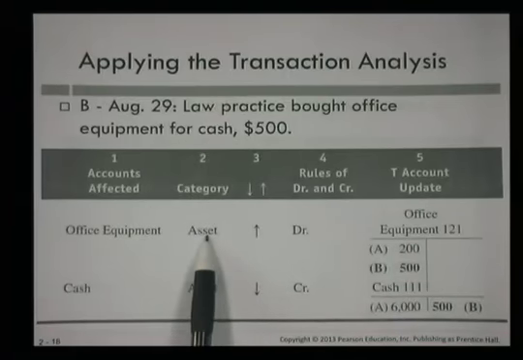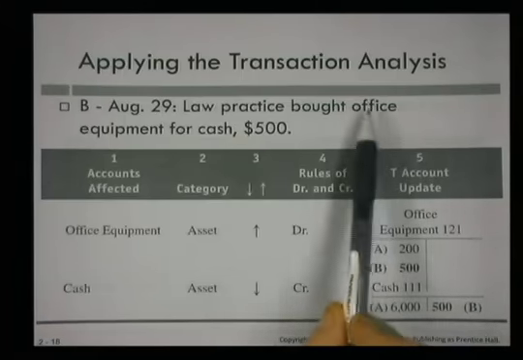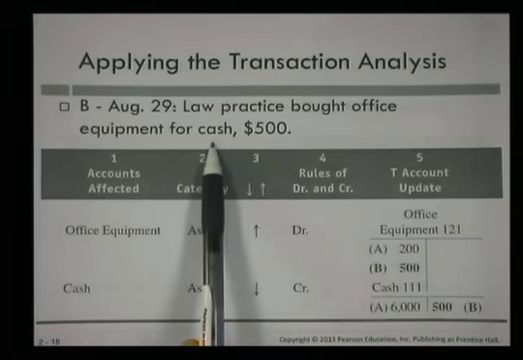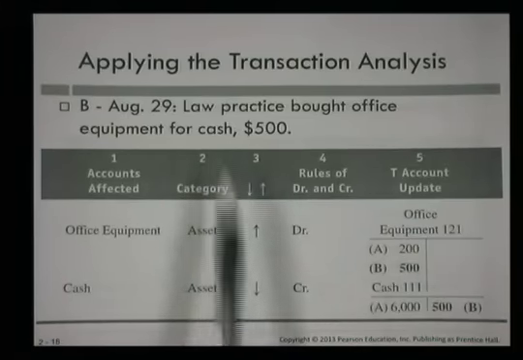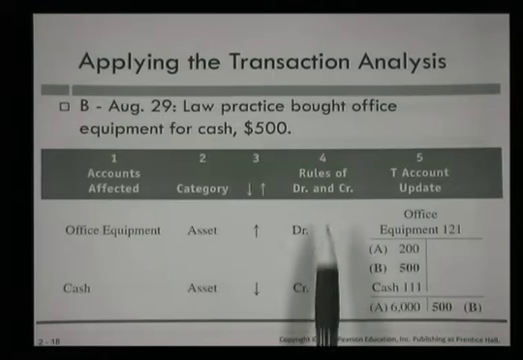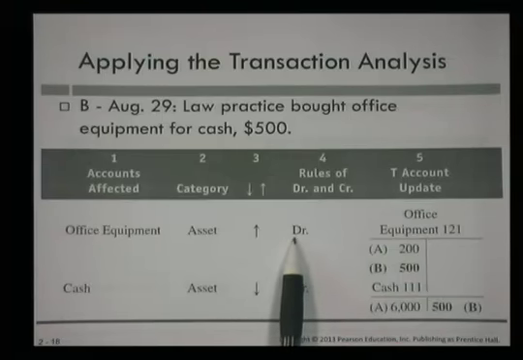Office equipment is an asset. Cash is an asset. So will these accounts increase or decrease? Well, when we bought office equipment, that increased. But we wrote a check and took money out of cash, so cash decreased. So you can have transactions where one increases and one decreases, or like transaction A, all 3 of them increased. We look at the rules of debit and credit. If an asset is increased, it's debited. If an asset is decreased, it's credited.